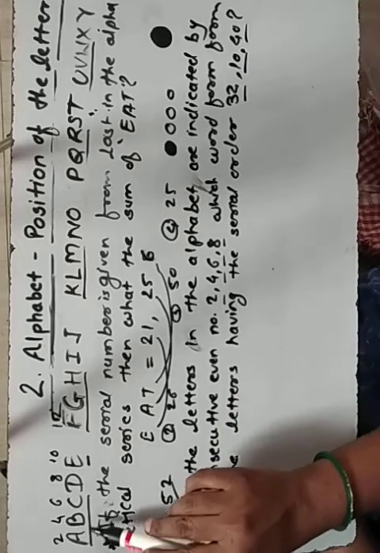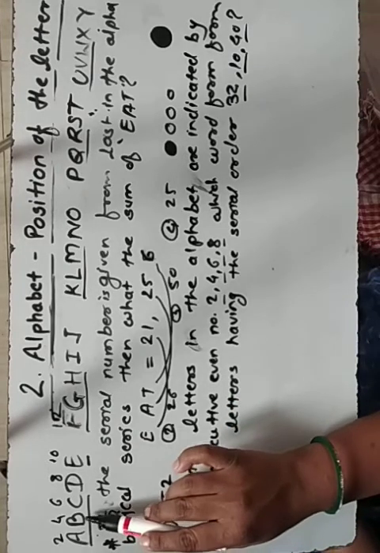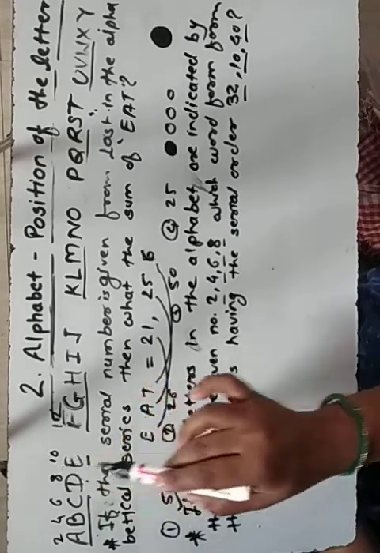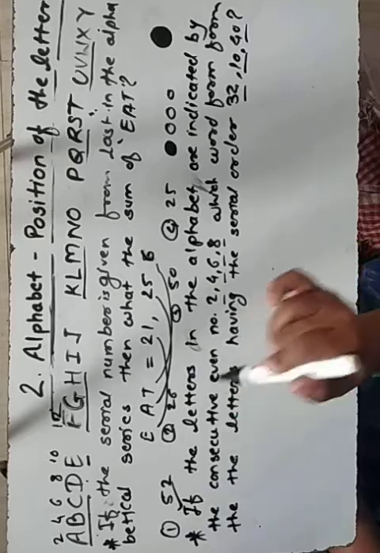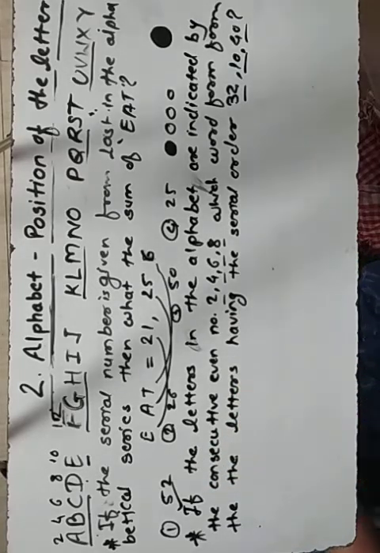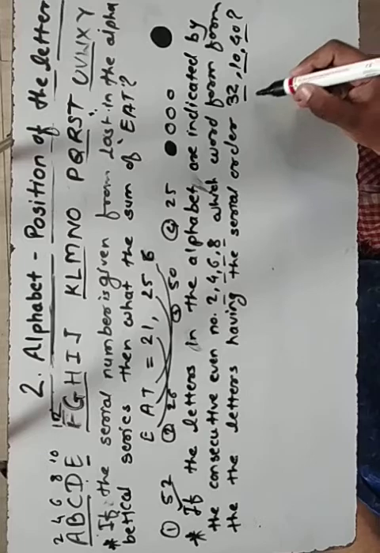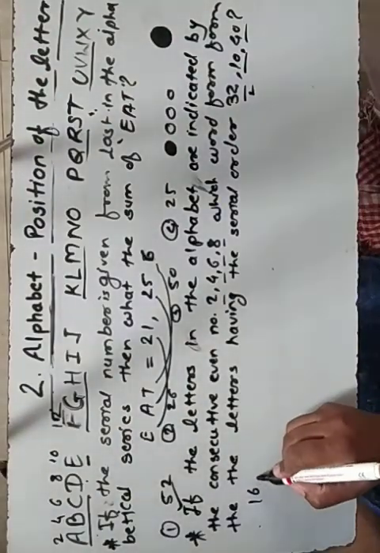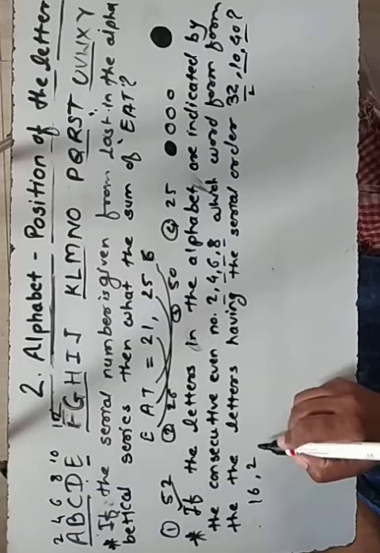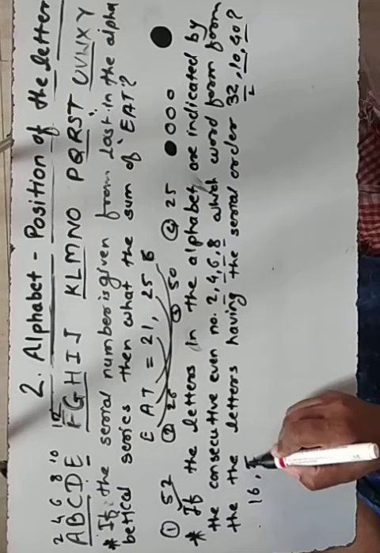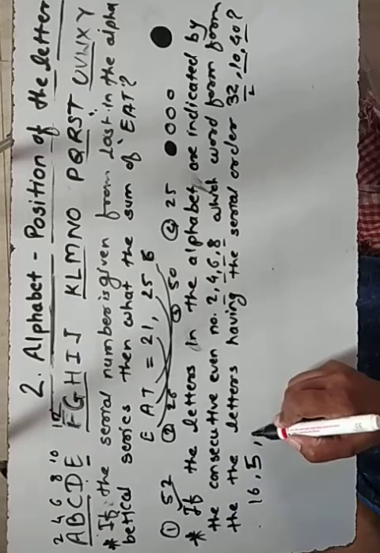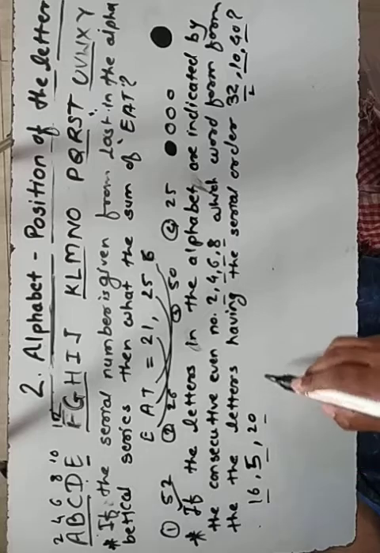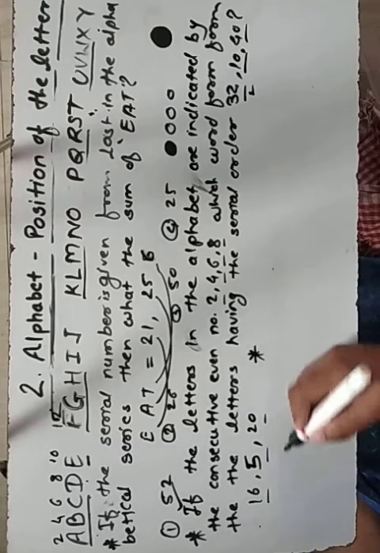If you see here, A's position is 1, so 2; B's actual position is 2, two 2s are 4; C's position is 3, three 2s are 6; four 2s are 8; five 2s are 10. So in this way these letters are coming. So for that we have to divide by 2. If I divide 32 by 2, I get 16. 10 divided by 2 is 5, and 40 divided by 2 gives 20. So 16, 5 and 20: these are the position numbers, and I have to find out the letters.